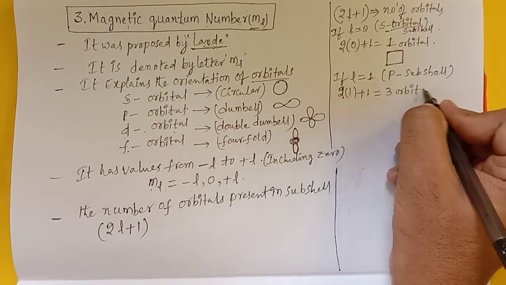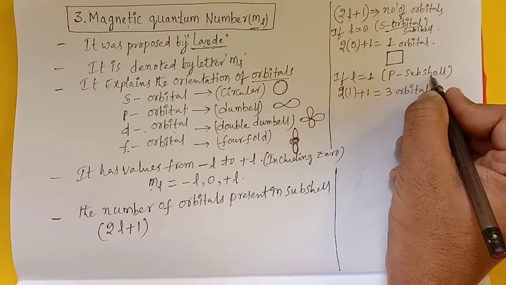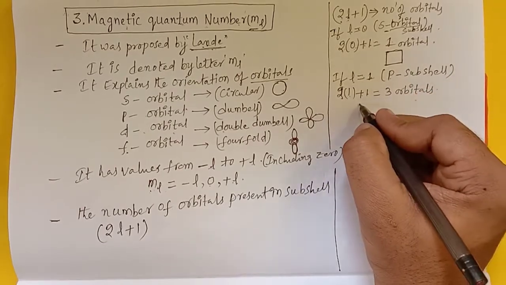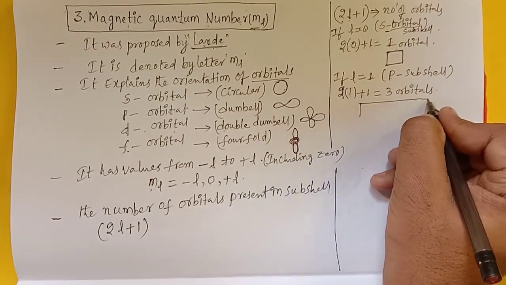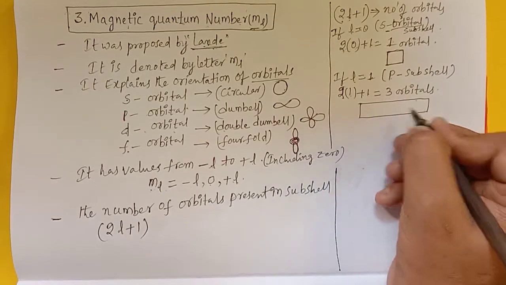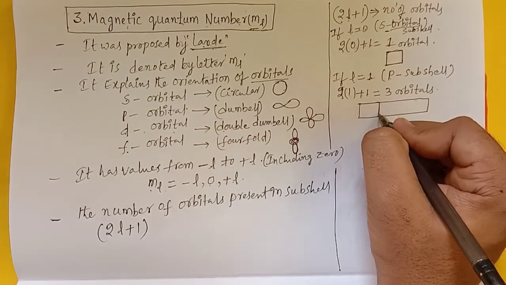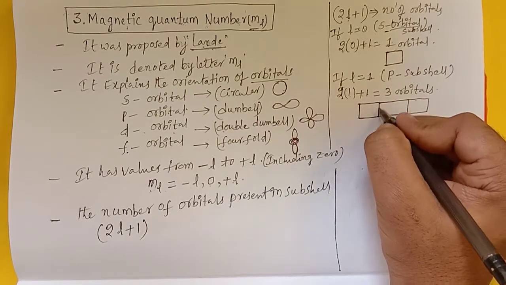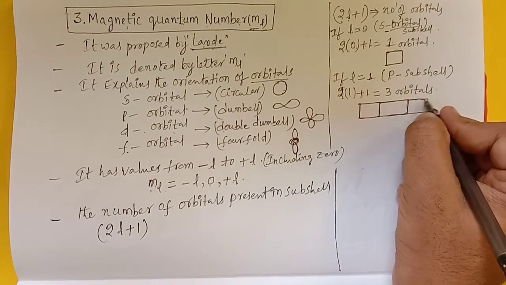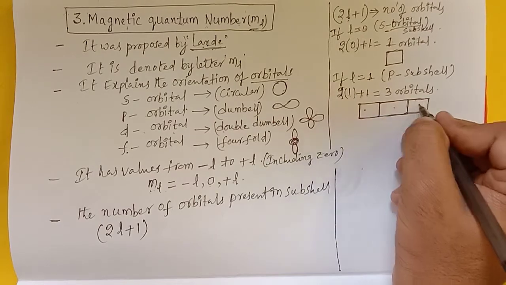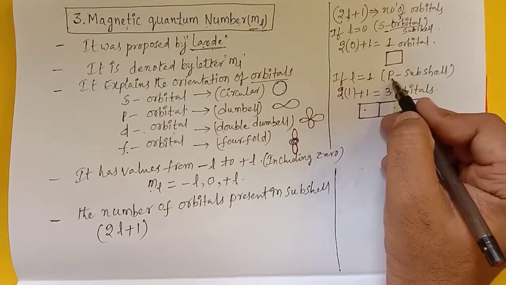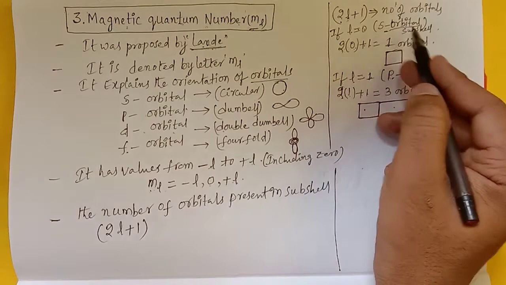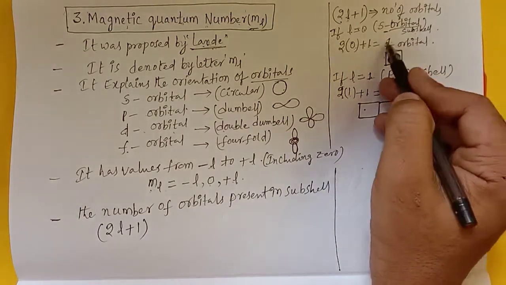How many orbitals are there? 3 orbitals, for which subshell? P subshell. So in the P subshell you have to take how many orbitals? 1, this is the first orbital, this is the second orbital, and this is the third. 1, 2, 3, 3 orbitals for the P subshell.